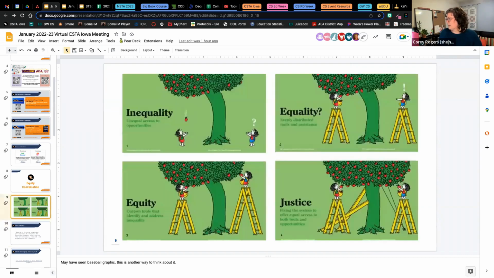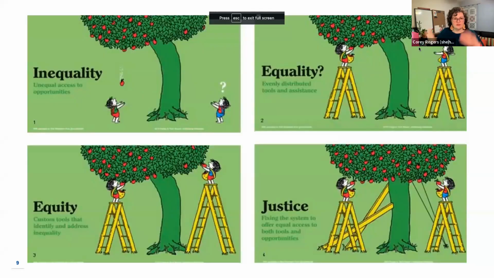So really quickly, I feel like a lot of us have seen the baseball example with the kids on a baseball field and the fence, but here's another way to look at it. If you're someone that loves The Giving Tree, it's just good for a cry. At least that's my reaction to The Giving Tree every time I read it. But this is a nice way to think about this with a different context about what inequality, equality, equity, and then justice would look like for learners.